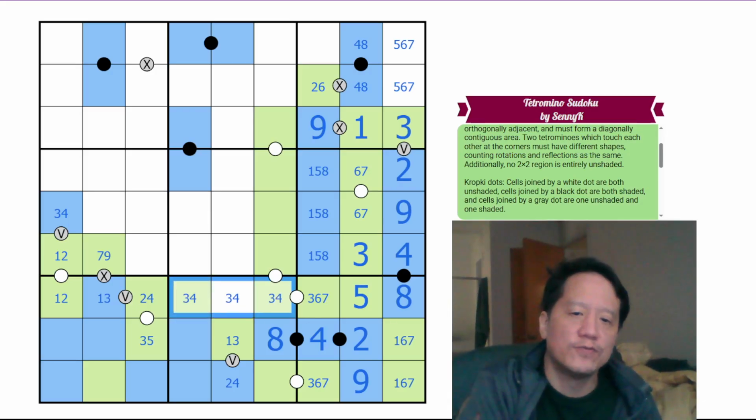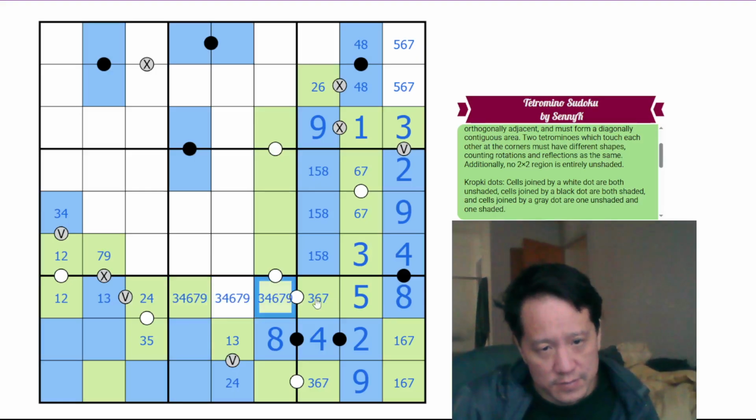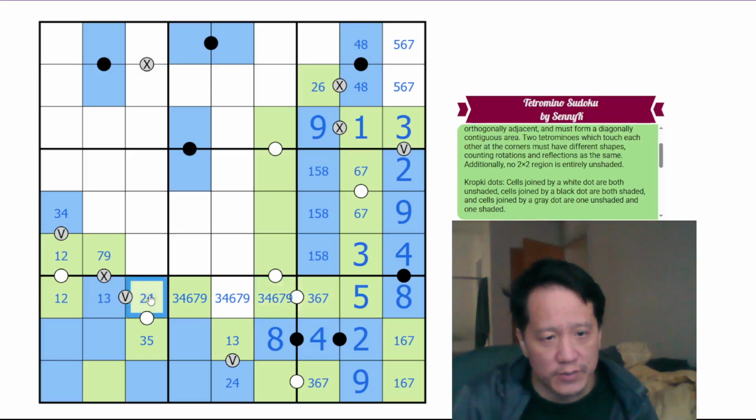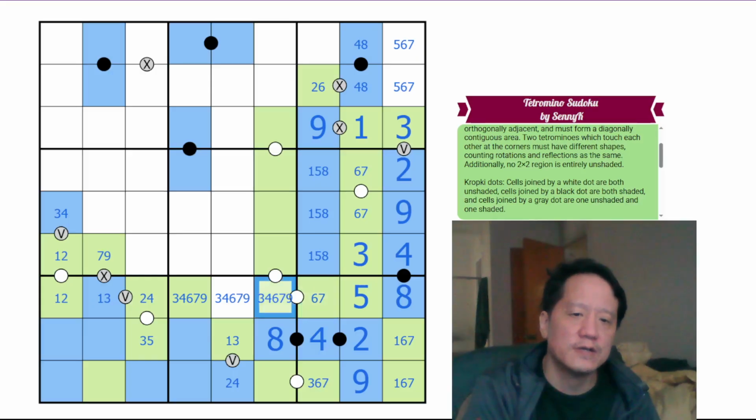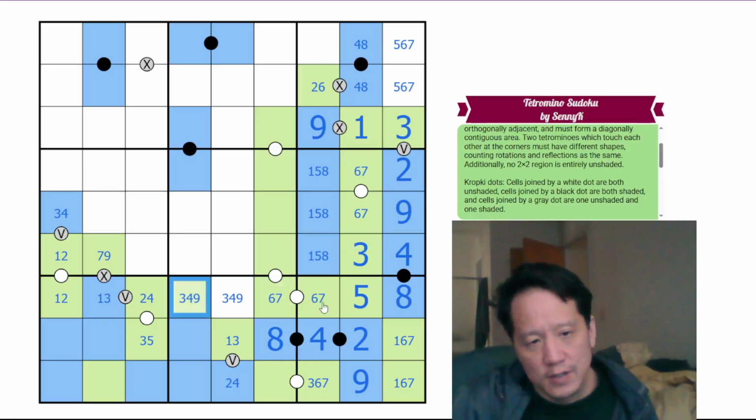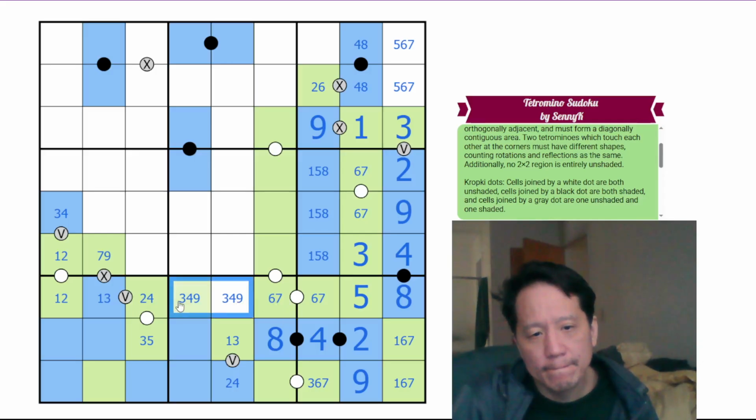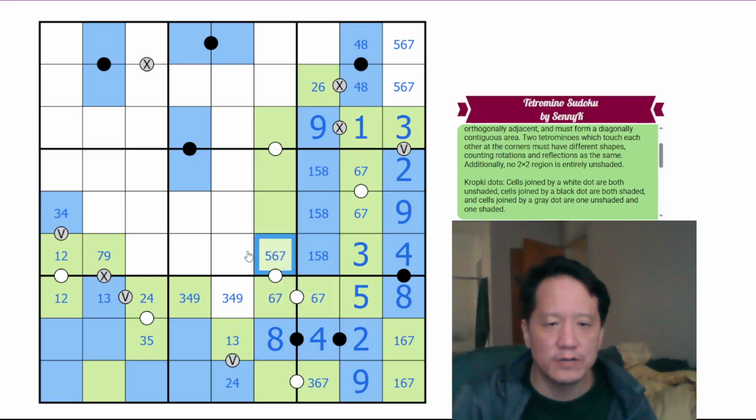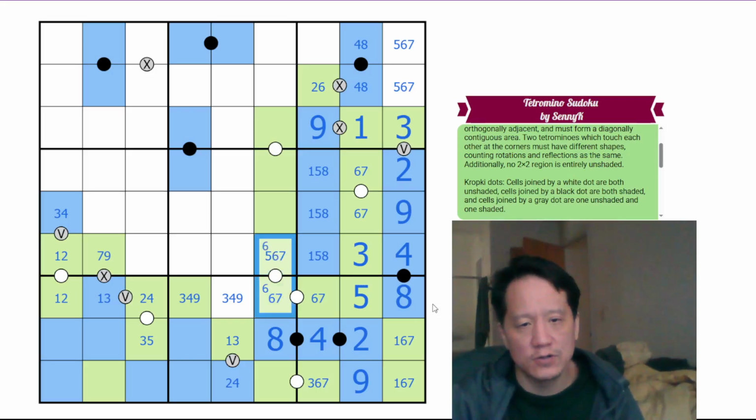You could have 3, 4, 6, 7, 9. But this can't be 3 and 4 because that would eliminate both possibilities for this 5V. So this can't be 3. This can't be 4. This is a 6, 7 pair, which eliminates 6, 7 in the rest of the row. 6, 7's consecutive with 5, 6, or 7 here. We're guaranteed a 6 here.